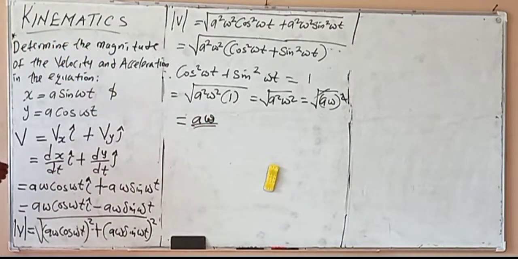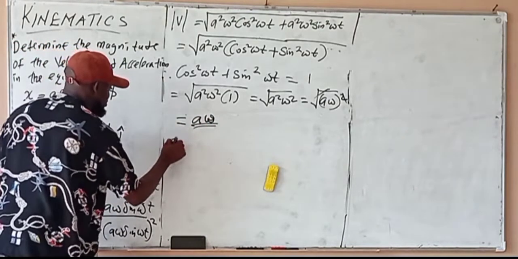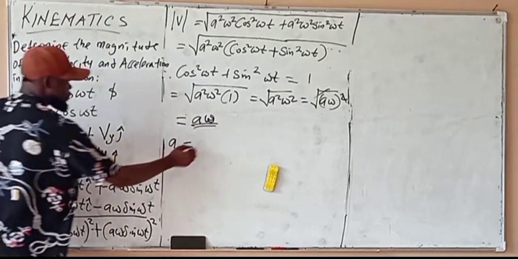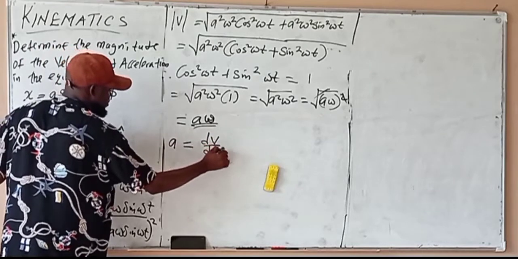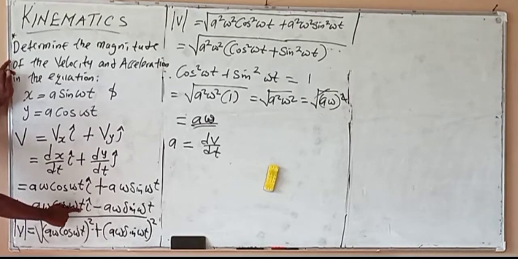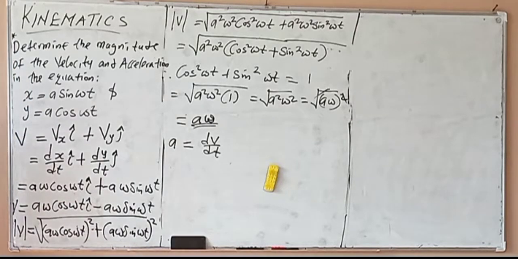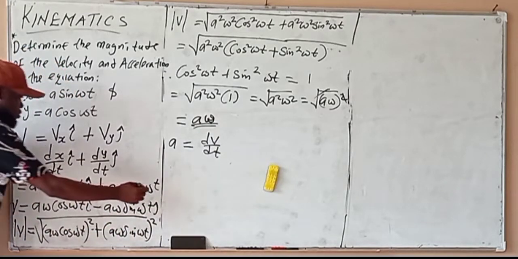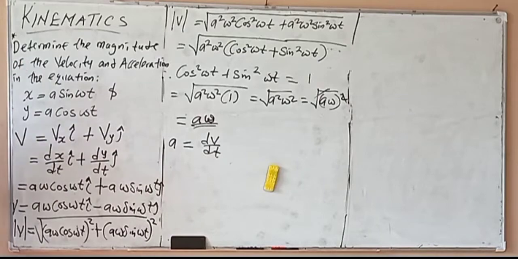What about the acceleration now? What will be the acceleration of the body? The acceleration will become differentiation of velocity relative to time. And what is the velocity? The velocity is equal to AW cos WT minus AW sin WT j. So it's having j. Now it's in the y axis.